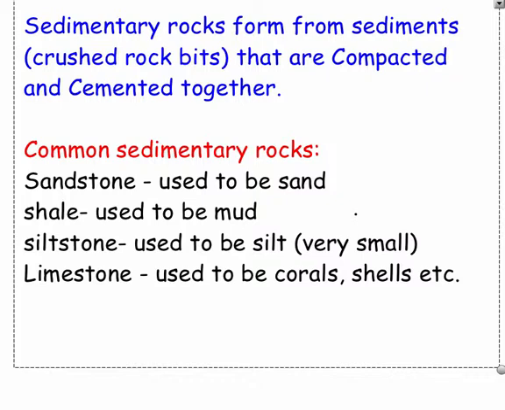Sandstone used to be sand, got compacted and cemented together to form a rock. Shale used to be mud that got compacted and cemented together to form a rock. Siltstone used to be silt, very, very small sedimentary pieces, got compacted and cemented together. That formed a rock. And limestone used to be corals and shells, etc., that got compacted and cemented together to form a rock. Limestone did not used to be limes. Crunchy sea creatures. Crunchy sea creatures, sweet.